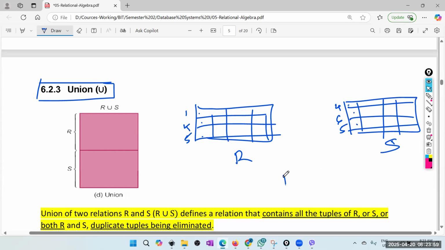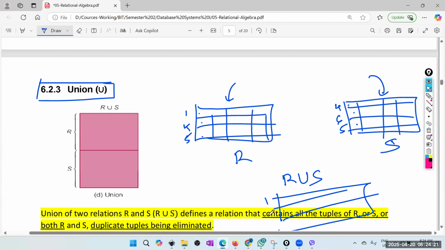Now, what is meant by R union S? So R union S means you take all the records which belong to either R or S. But if it belongs to both, you take it only once. So therefore, the results will have 1, 4, 5. 5 is already taken. 4 is already taken. And additionally, you will have 6 also. So that means 1, 4, 5, and 6. So that is called union.